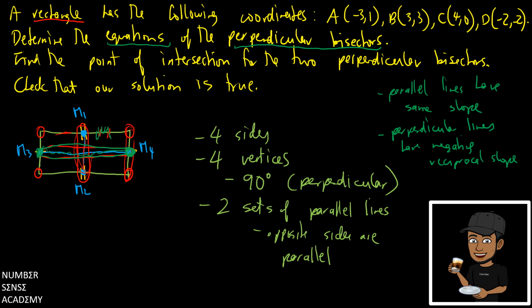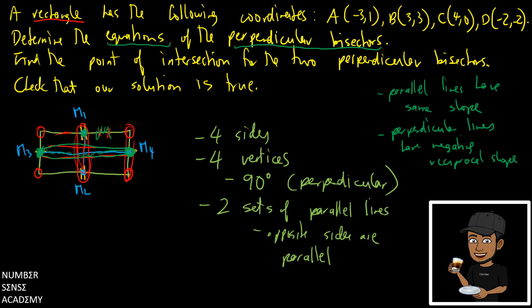So I really only need to calculate the slope once. I just need one slope. In this case, I need one slope and I need two midpoint values to find the two equations of the perpendicular bisectors.